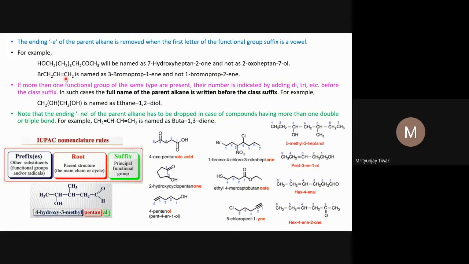Now let's see another example. This is BrCH2CH double bond CH2, and the numbering will start from this side. So 1, 2, 3, and at the third position will be 3-bromo. Then this is prop, and prop-1-ene. So we write the name of this compound as 3-bromoprop-1-ene, and we do not write it as 1-bromoprop-2-ene, because we cannot start numbering from here as 1, 2, 3.